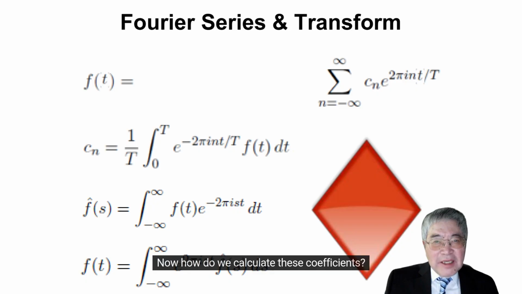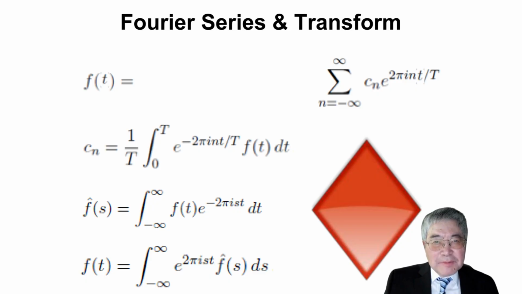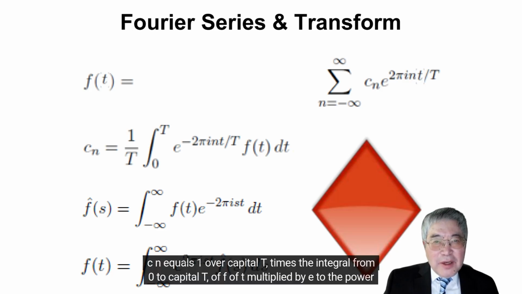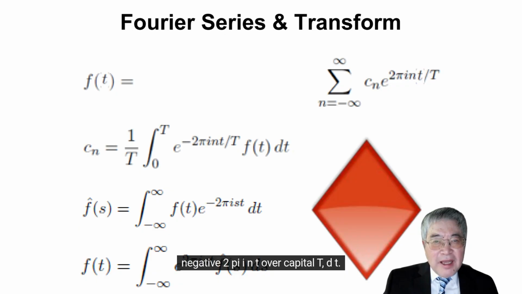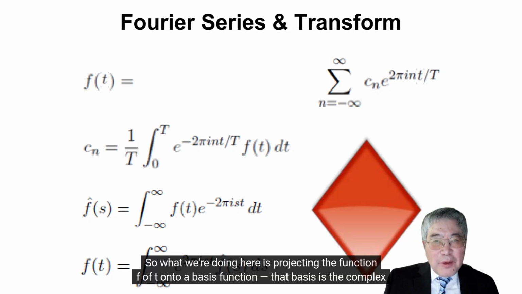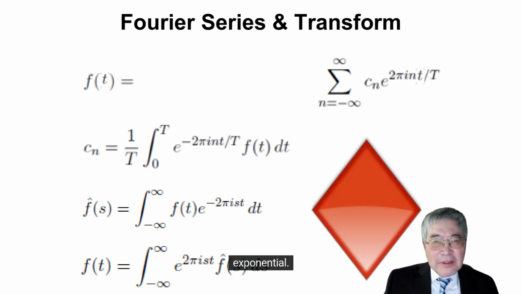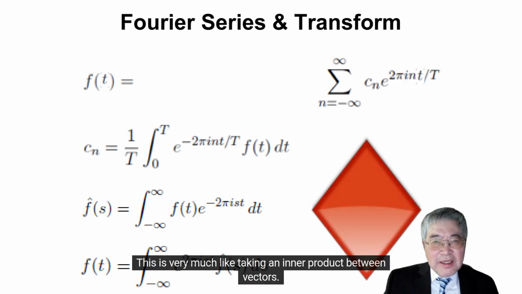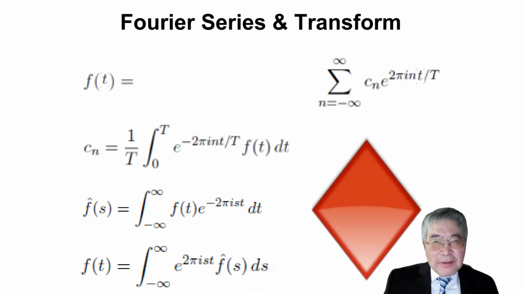Now, how do we calculate these coefficients? We use the formula c_n equals 1 over capital T times the integral from 0 to capital T of f of t multiplied by e to the power negative 2 pi i n t over capital T dt. So what we're doing here is projecting the function f of t onto a basis function. That basis is the complex exponential. This is very much like taking an inner product between vectors.